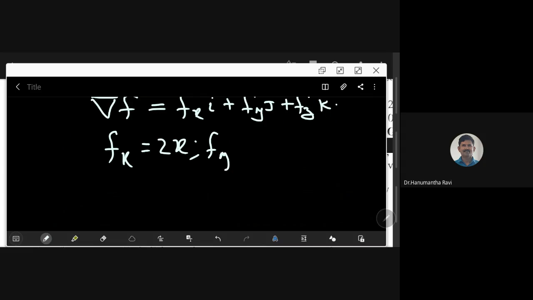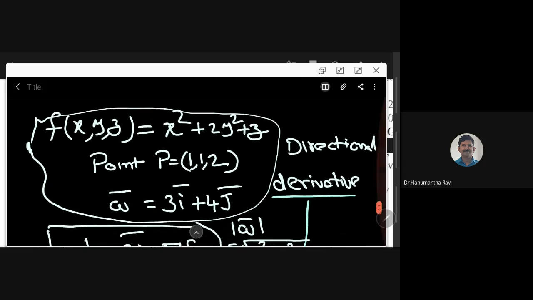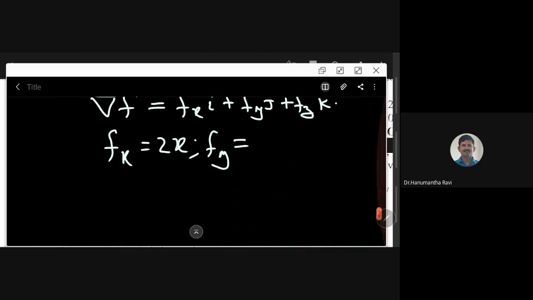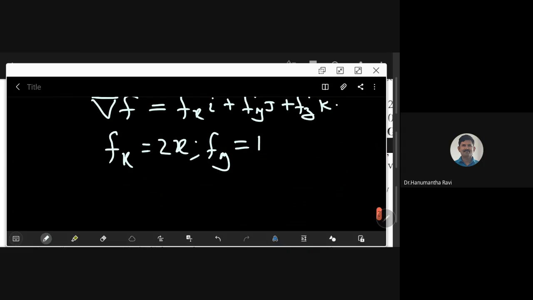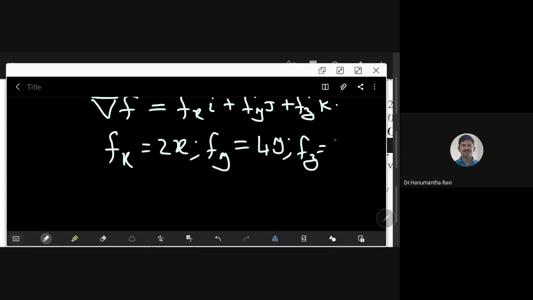The partial derivative of f with respect to y is 4y. 2y square is there, that's why it is 4y. Now, the partial derivative of f with respect to z is 1. Therefore, our grad f is 2x i bar plus 2y j bar plus k bar.